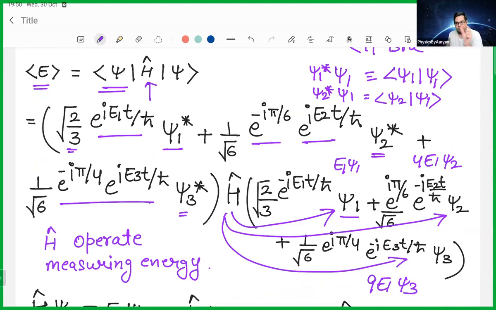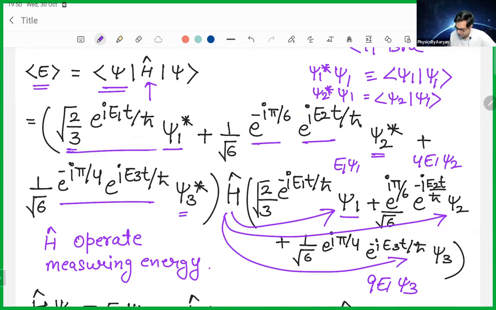That is why only 3 terms will exist: phi1 star phi1, phi2 star phi2, and phi3 star phi3. All the cross terms will go to 0, because phi1 star into phi2 will be 0, phi1 star into phi3 will be 0, phi2 star into phi1 will be 0, phi2 star into phi2 will exist, phi2 star into phi3 will be 0. That is what is going to happen, and we discussed it in detail when we discussed the CSIR NET PYQs yesterday. Okay? So only 3 terms will exist.